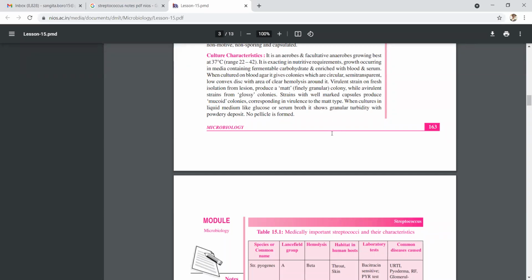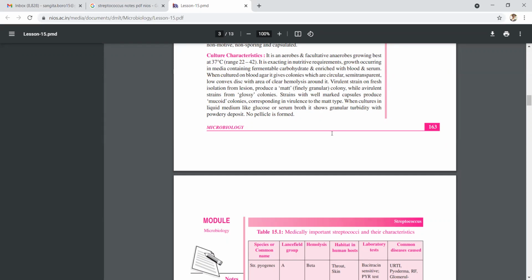Virulent strains on fresh isolation from a lesion produce matte colonies, while avirulent strains form glossy colonies. So this is a characteristic identification. Based on the colonies that you see on the culture plate, if you want to identify the bacteria, whether it's a virulent strain or avirulent strain, how are you going to see that? How are you going to identify that?